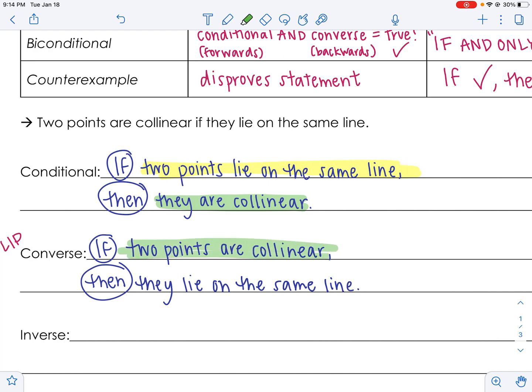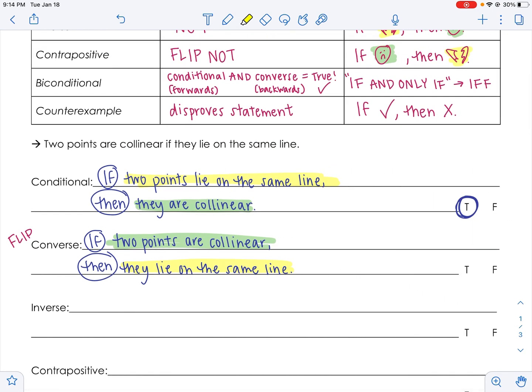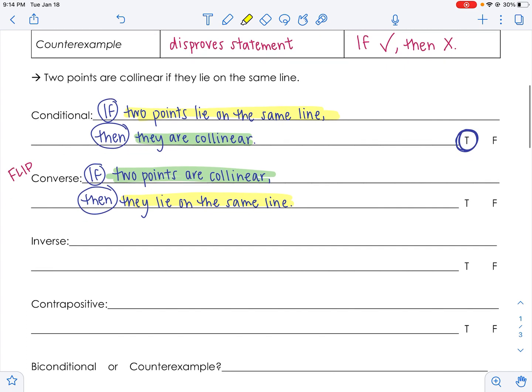So I switched up my hypothesis and conclusion. I flipped them because converse means flip. Now ask yourself, is that true or is that false? If 2 points are collinear, do they lie on the same line? And that's true.